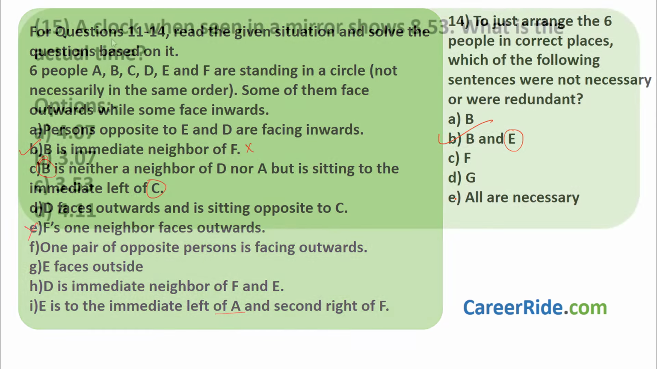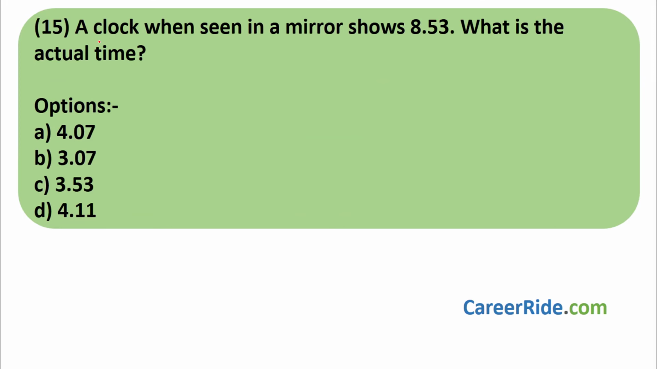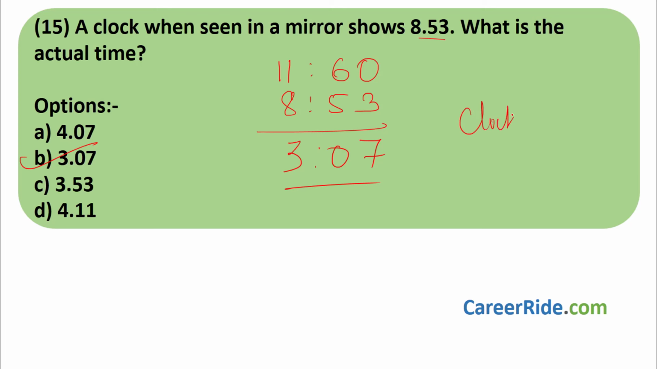Moving on. Question 15, a clock when seen in a mirror shows 8:53. What is the actual time? Very easy. Whenever you mirror an actual time, we have to find out. Just subtract given time from 11:60. What is given? 11:53. 10 minus 3, 7. 5 minus 5, 0. 11 minus 8 is 3. This is the answer. Check out the in-depth tutorial of clocks in the logical reasoning section, because there are lots of tricks given over there. You should know those tricks so that you will get the answer in hardly 10 seconds.